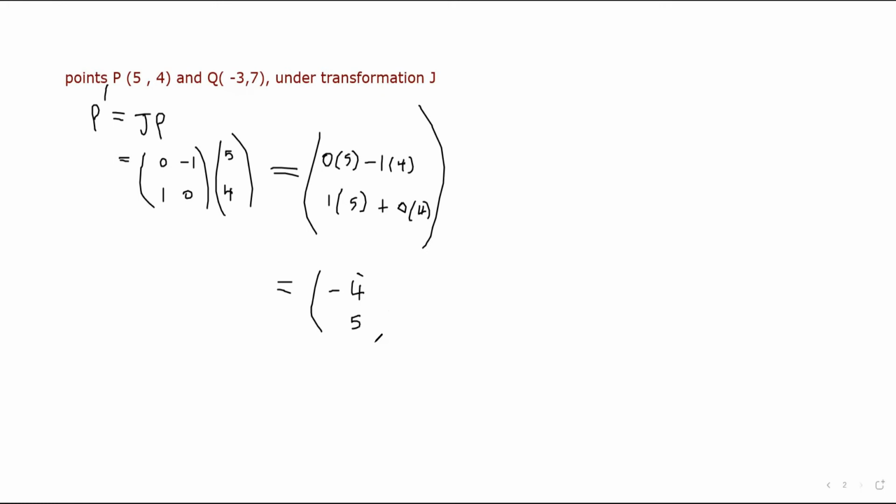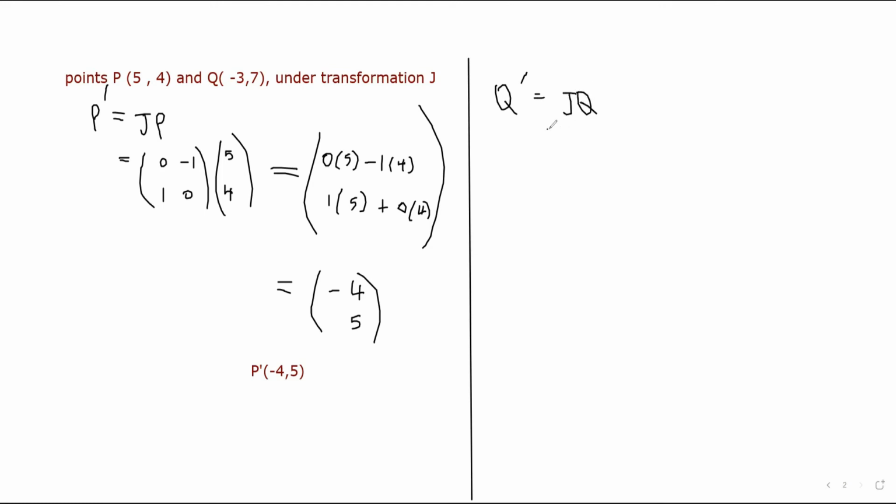But of course, don't leave it as a vector. So the point P prime is just -4, 5. Nice. And that's P prime. All right, nice. Now the next thing is they wanted the image of Q, meaning Q prime. You're just going to do the same. Q prime is equal to J times Q.